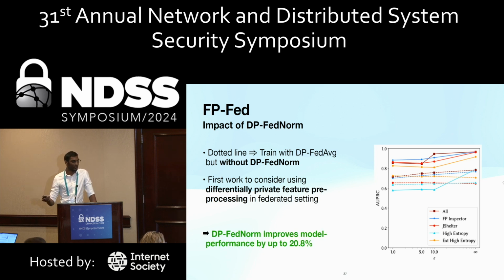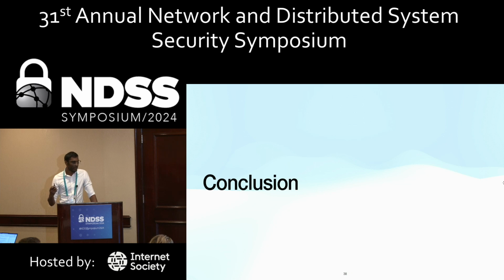And what we find is that our DP-Fed norm algorithm is actually able to improve the model performance by up to 20%. And this shows that in DPFL settings, it might be useful to assign a small amount of the privacy budget to the preprocessing of the features, as it improves the model performance as well. In our paper, we also include further experiments on non-IID distributions and show that FPFET is robust to this as well.